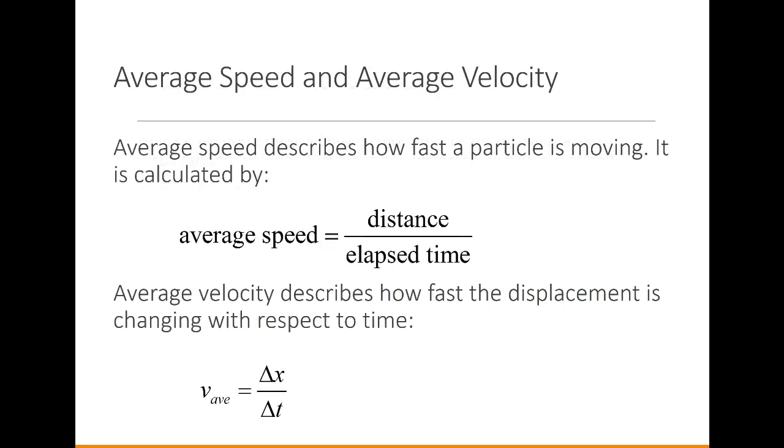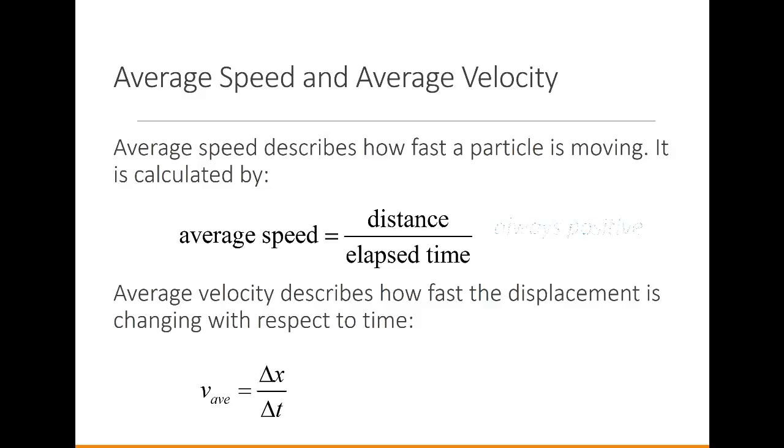So we'll start with average speed, and it just describes how fast a particle is moving. You may remember this from a prior course or just from thinking about things, but it's simply distance divided by time. Now, average velocity, on the other hand, describes how fast displacement is changing with respect to time.